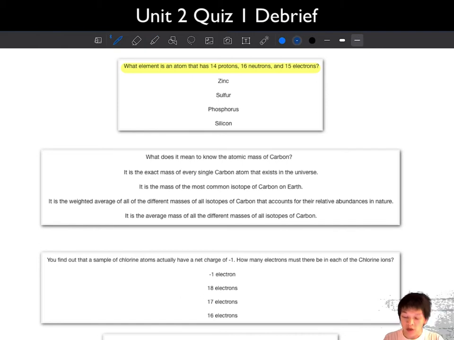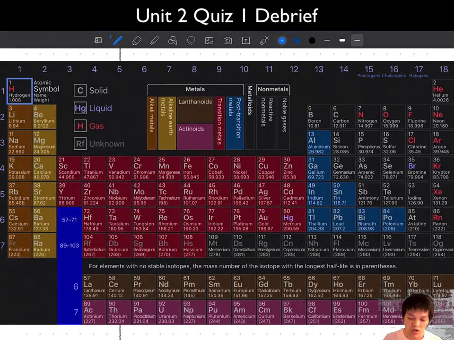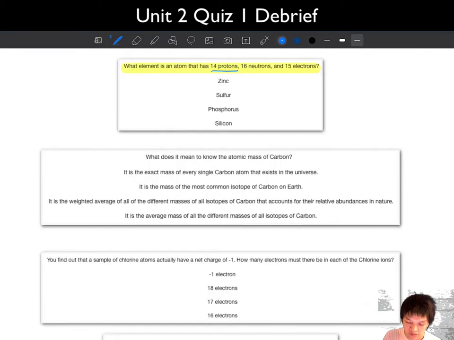So to know what element an atom is, you need to know the atomic number. In other words, you need to know its number of protons. So we actually need to just look at right here, number 14. There are 14 protons, so atomic number is 14. Take a look at the periodic table. Atomic number 14 is silicon, and that's it. Alright, that's the answer right there, silicon.